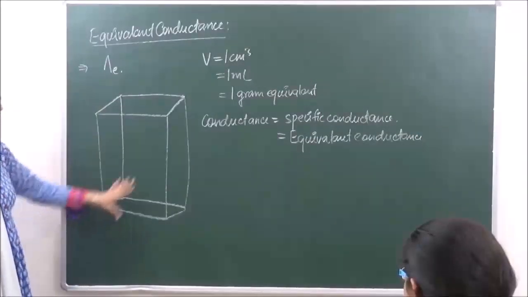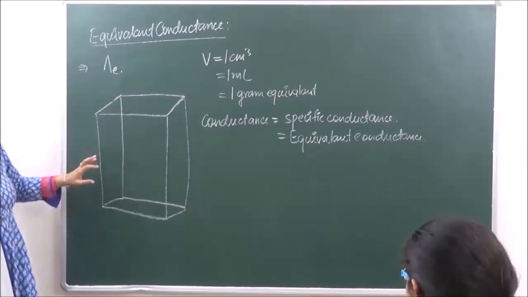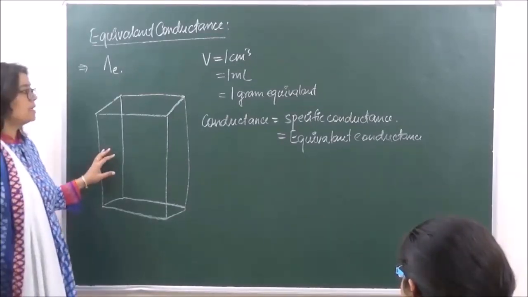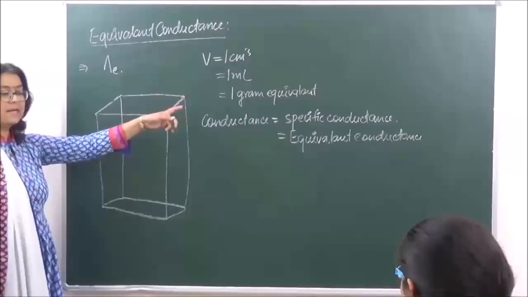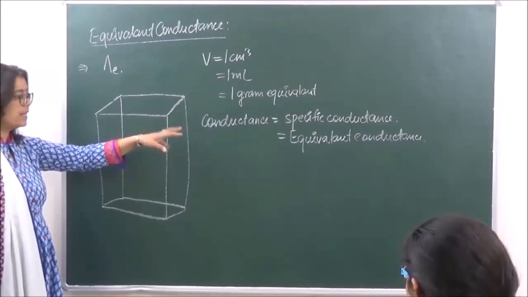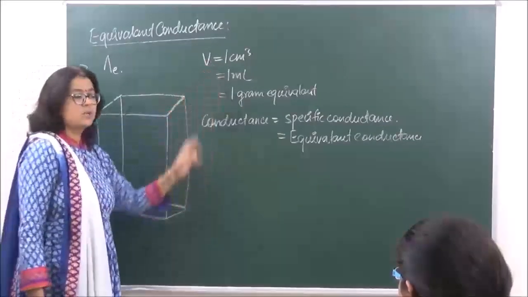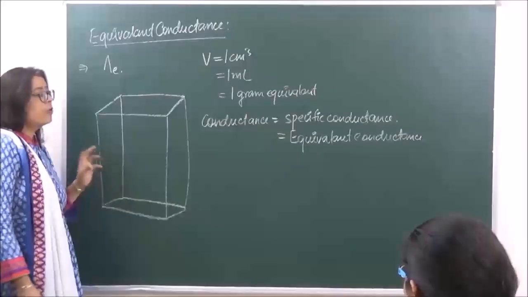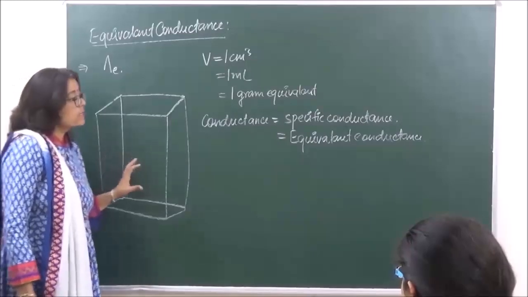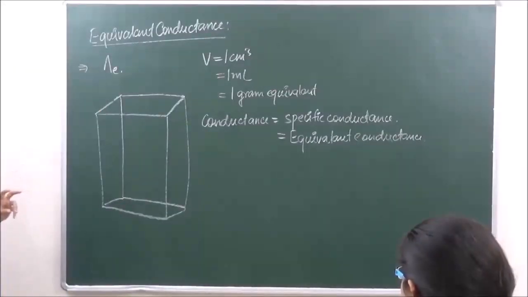We've taken this trough with two metal electrodes which are 1 centimeter apart from each other, and in that we have taken 1 milliliter of an electrolyte with a normality of 1 gram equivalent. Now, because the length is 1 and the area is 1, the conductance becomes equal to specific conductance, and because we have taken 1 gram equivalent, the conductance is also equal to equivalent conductance.